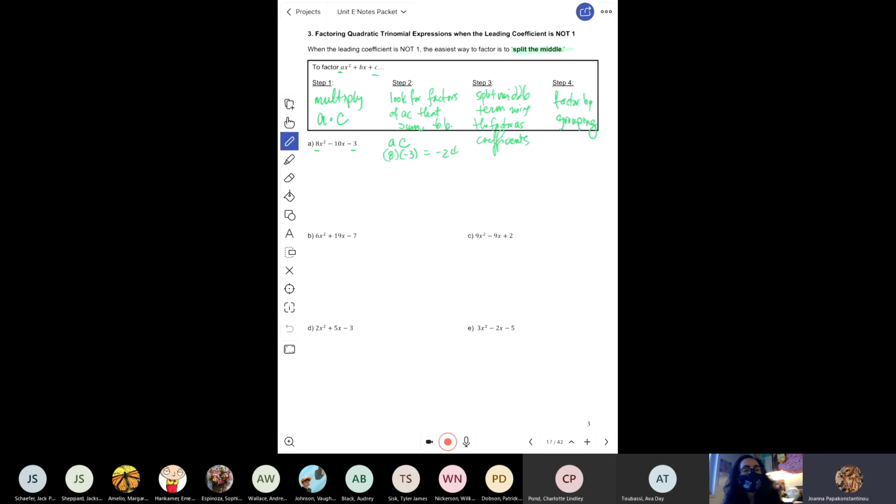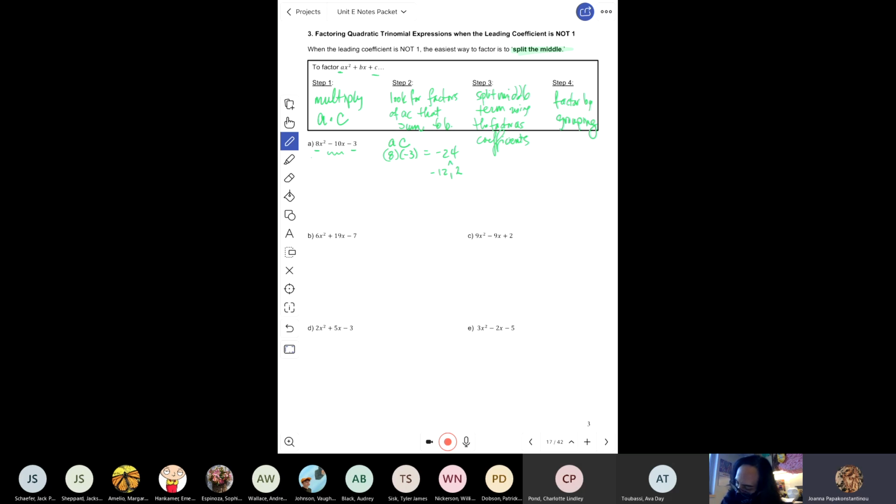I'm now going to look for factors of negative 24 that add to give me negative 10. What two factors of negative 24 would add to give me negative 10? Negative 12 and 2. Beautiful, right?